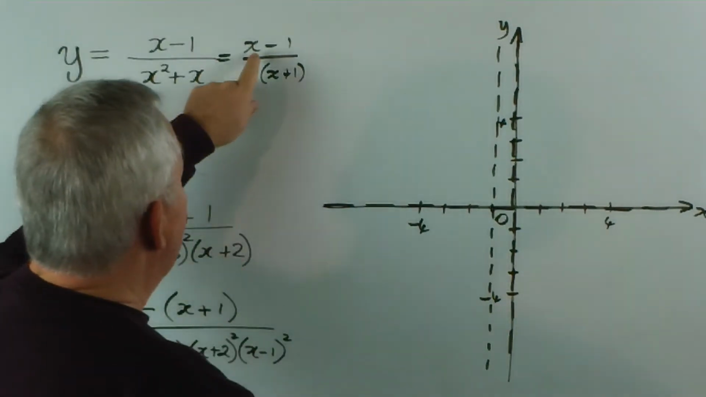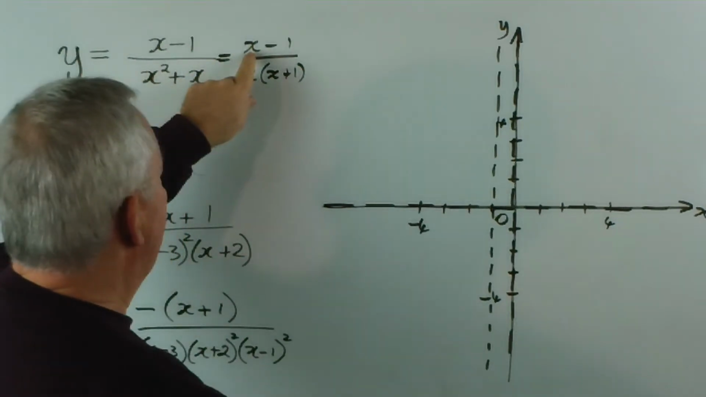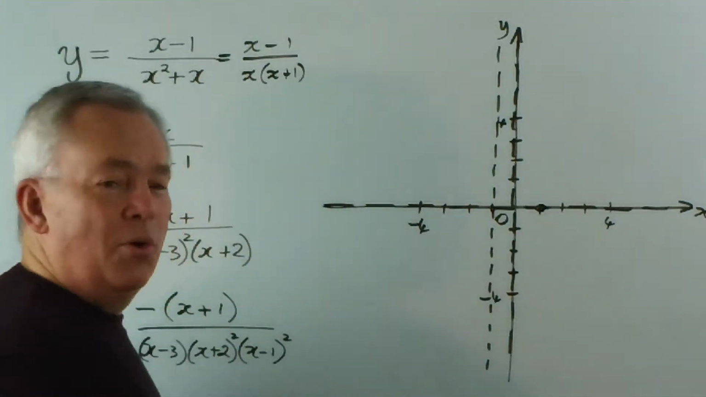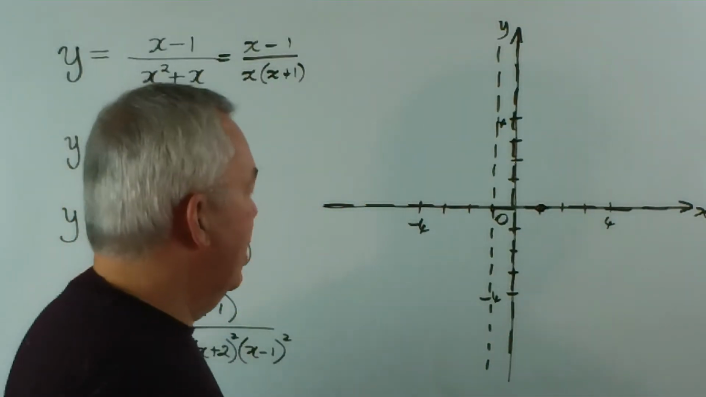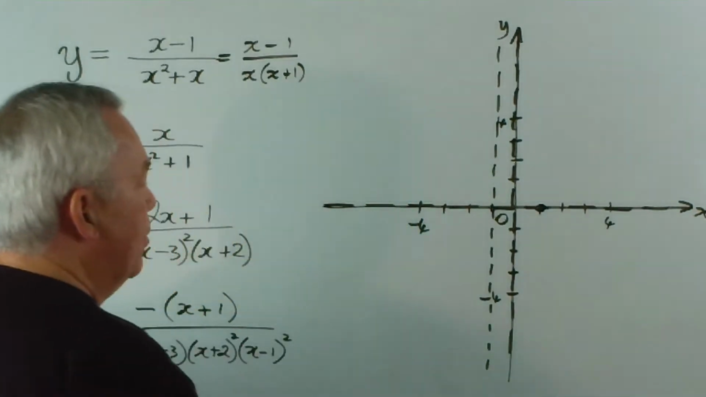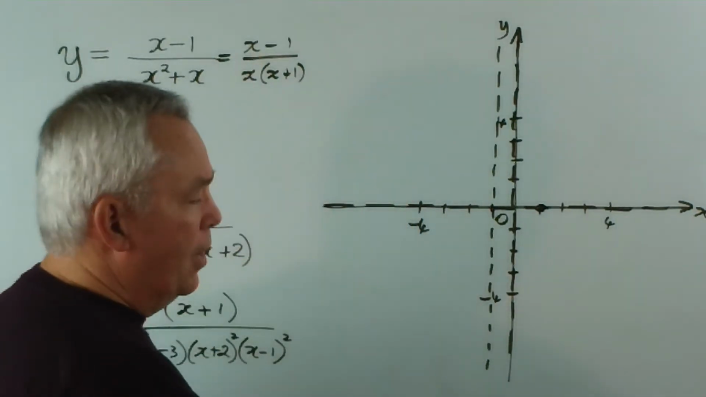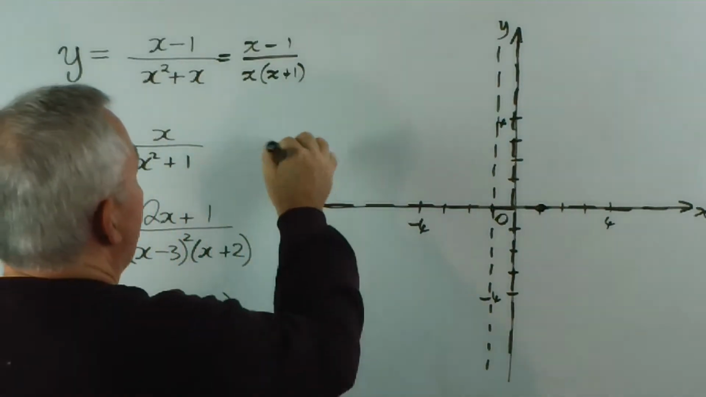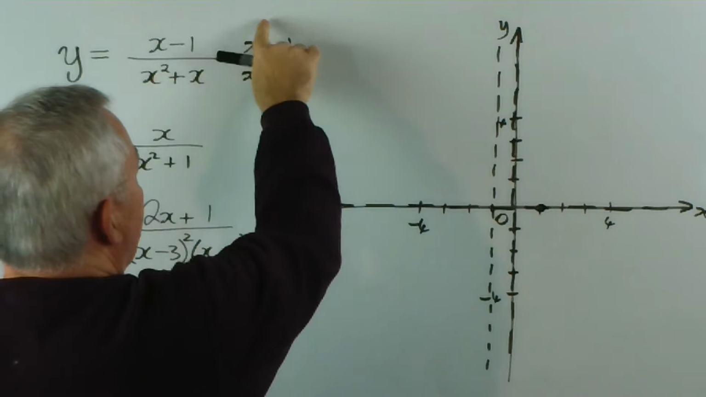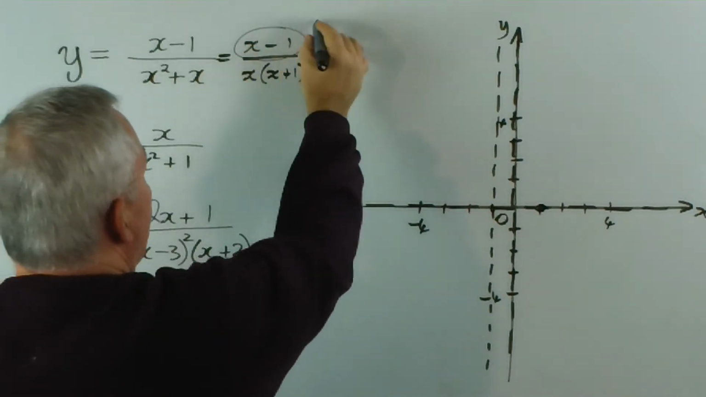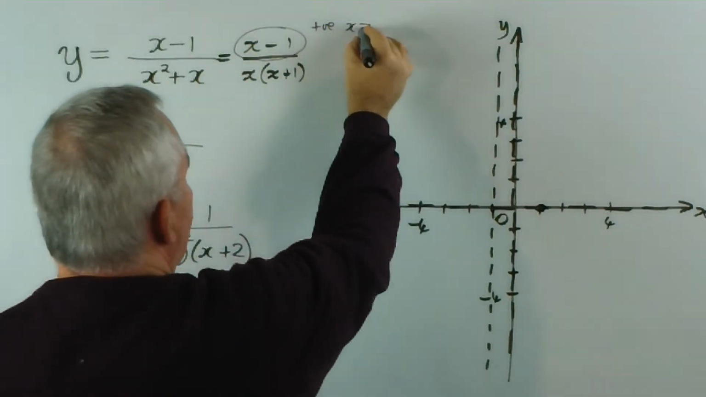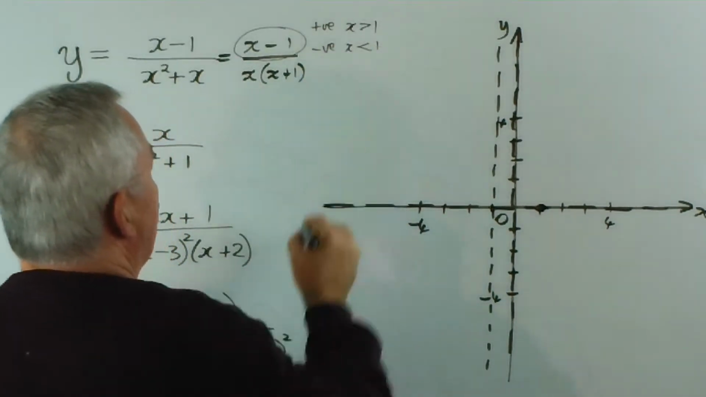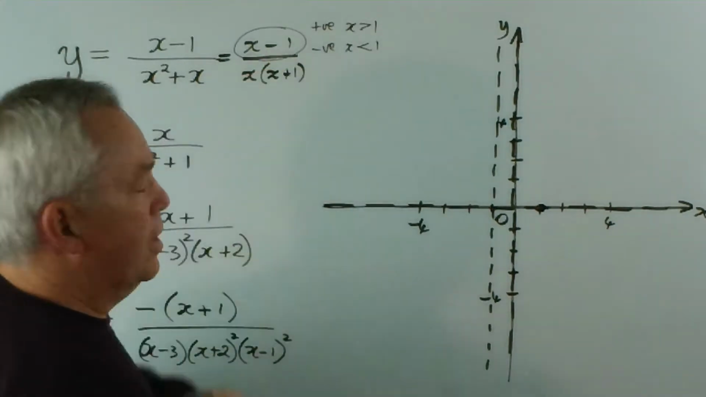But there is a value of x that makes y 0, and that is x equals 1. And you think, what is that point doing on an asymptote? There's our asymptote. Well, the reason is that something happens when x is 1. You notice that when x is greater than 1, this is positive. So I'll put here positive when x is greater than 1, and it's negative when x is less than 1. That's important to note.